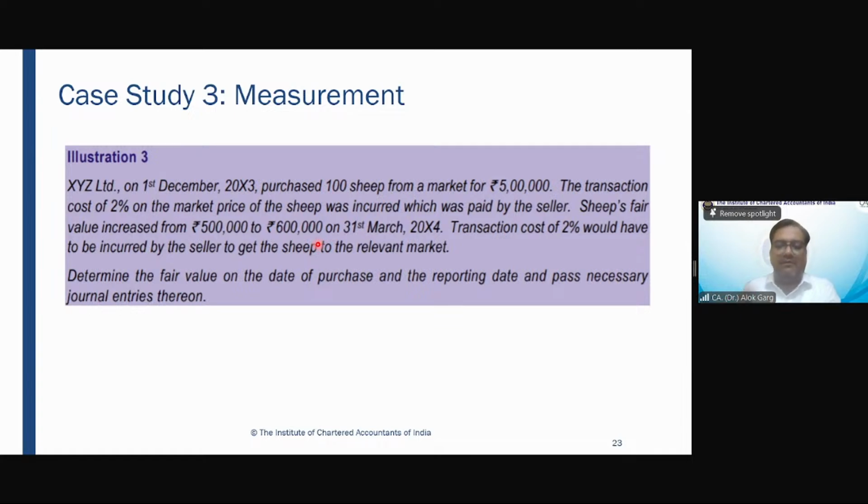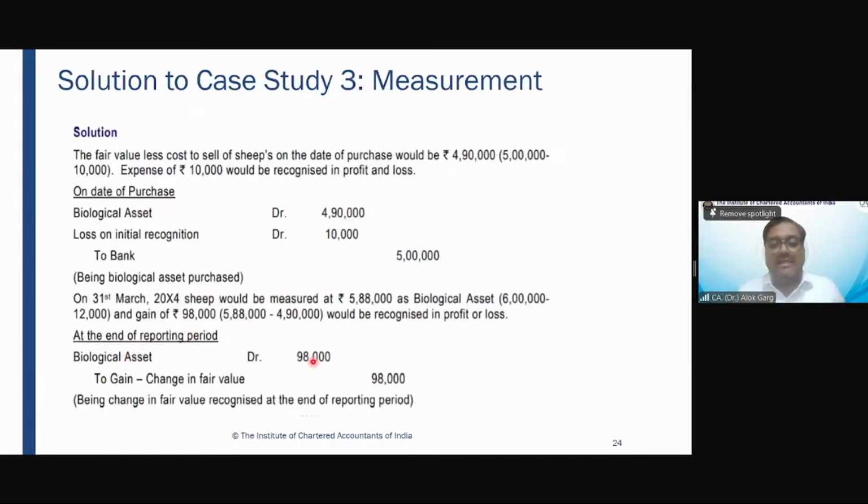So what is the difference between 490 and 588? 98,000. So biological asset account debit to other income, 98,000, right? So this is the entry for initial and subsequent measurement. Is that right, friends?